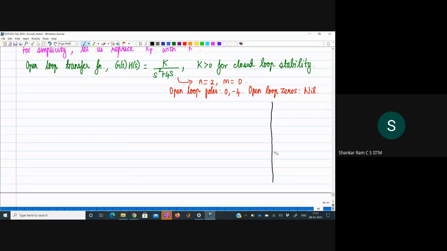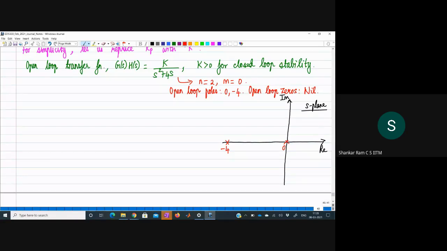So this is the vertical axis, this is the horizontal axis. So I'm drawing the S-plane now, and I'm going to mark the open loop poles. As we know, the open loop poles are marked by X. So we have a pole at the origin and a pole at -4. These are the two open loop poles.